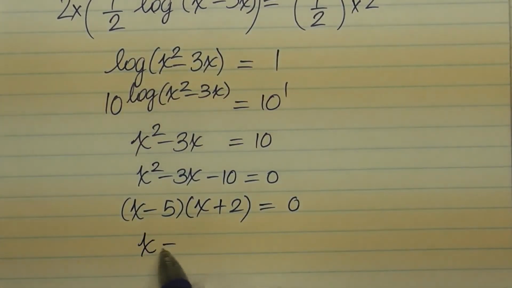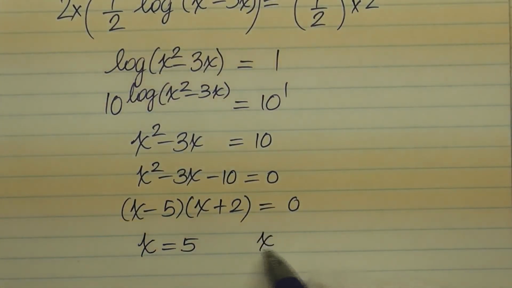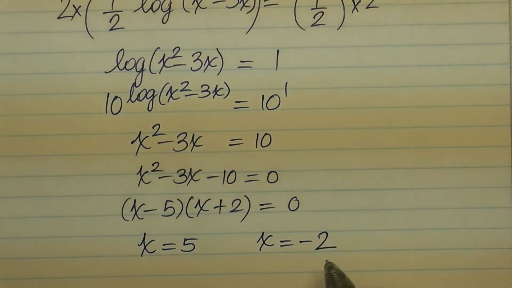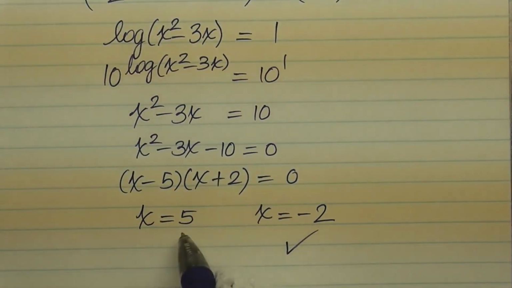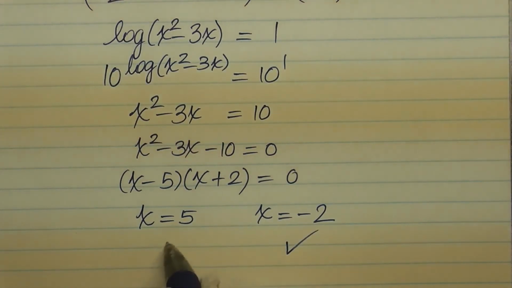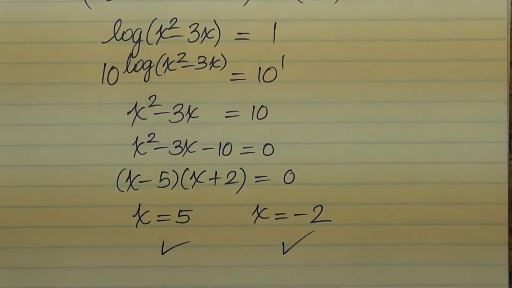So x is equal to 5, or x is equal to negative 2. Negative 2 times negative 3 is 6, and negative 2 squared is 4, so all good. 5 squared is 25, 25 minus 15 is positive, also another good answer.